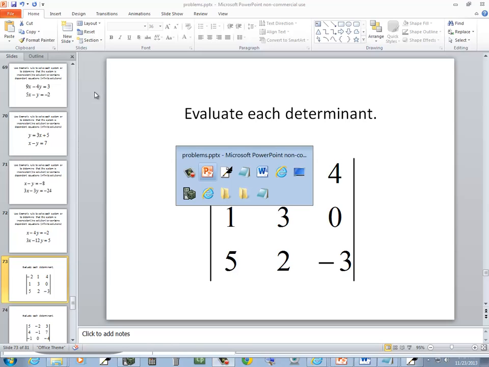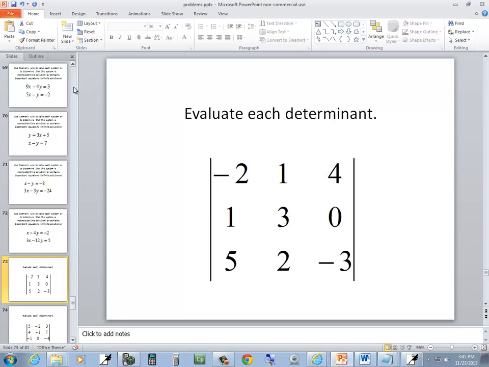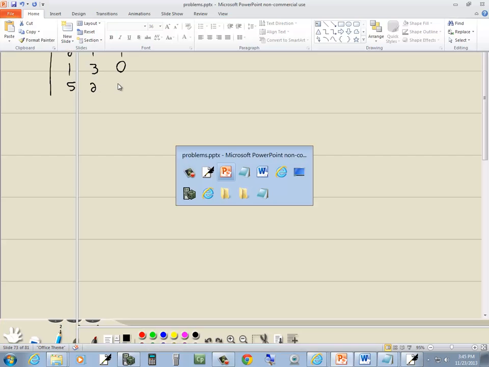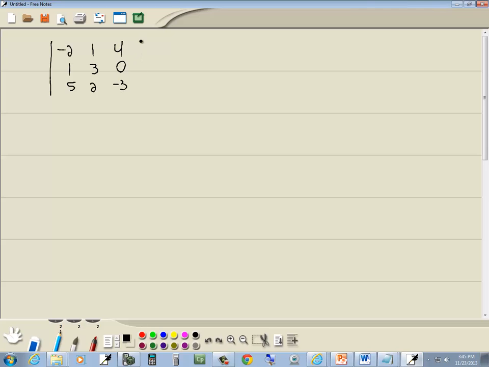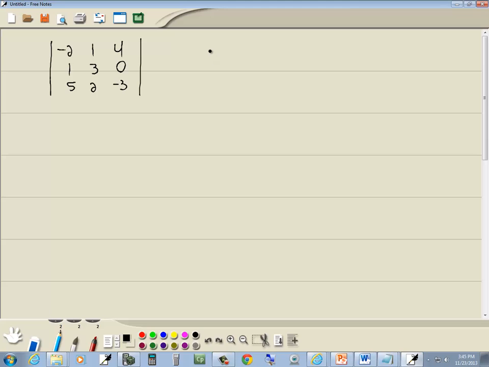Let's take a look at this problem. We got -2, 1, 4, 1, 3, 0, 5, 2, -3.